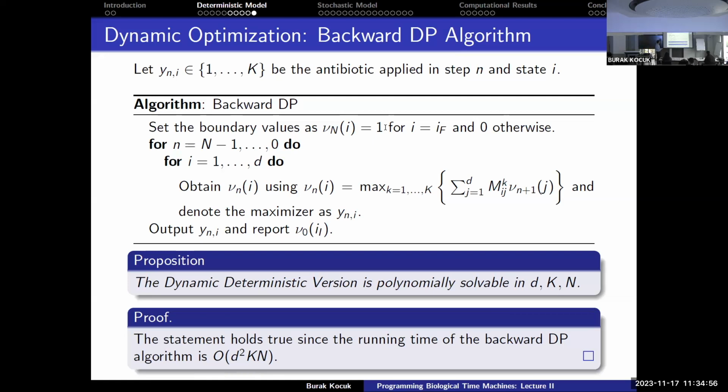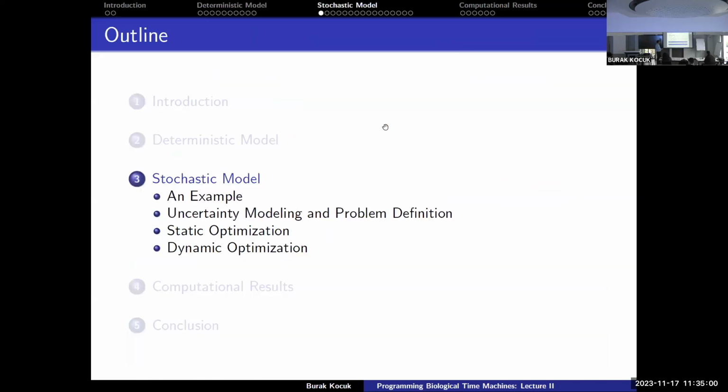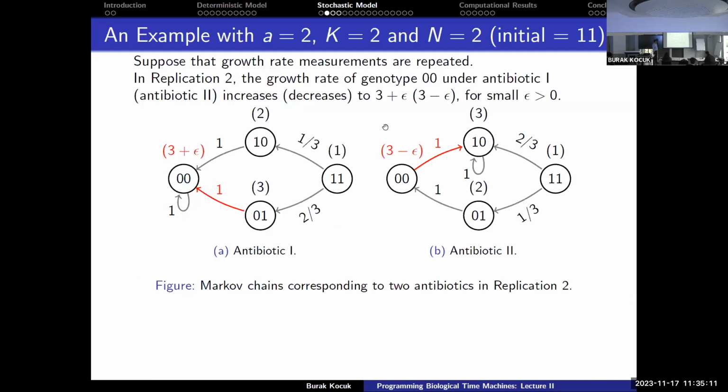Right, so that's all I want to say about this. Let's switch to the stochasticity, which is probably more interesting. And again, here is your favorite example.